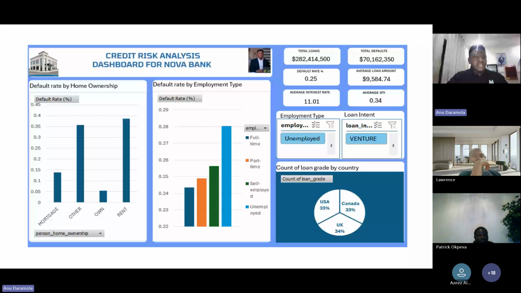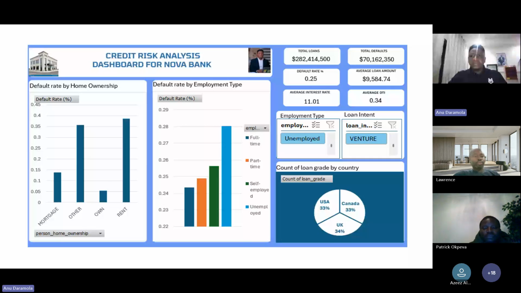So for this particular segment of my dashboard, this is showing the default rate by home ownership. And like most of my colleagues have said, it is discovered here that people who are paying rent are the highest defaulters when it comes to the loan, while the people on mortgage seem to be a bit more responsible when it comes to repayment of the loan.